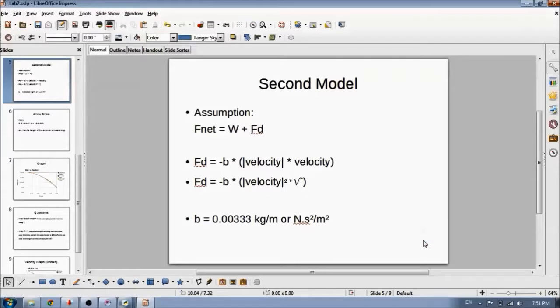In the second model, I assumed that the weight force and the drag force are the only forces affecting the object. I can represent the drag force with two equations. I used this one, which is negative b times the magnitude of the velocity times the velocity, where the velocity is a vector, so it has a magnitude and a direction. And here's the b constant, which is 0.00333 kilograms per meter, or newton seconds squared per meter squared. I determined the b constant by guessing until the final position matched the real observation in Tracker.